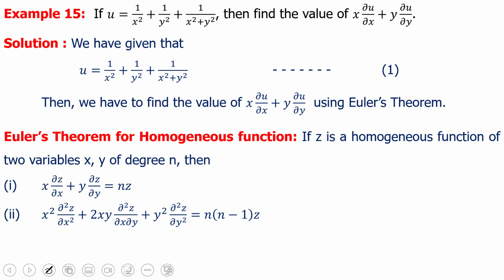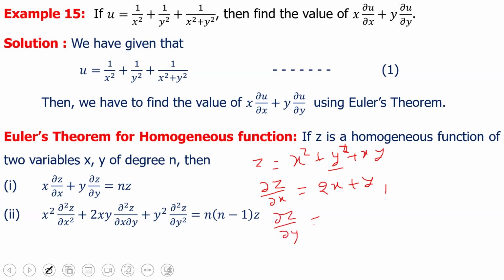Let us first look here. We have given z is equal to x square plus y square plus xy. So if you want to find del z del x, it is nothing but 2x plus 0 plus y. Similarly, del z del y is 0 plus 2y plus x.